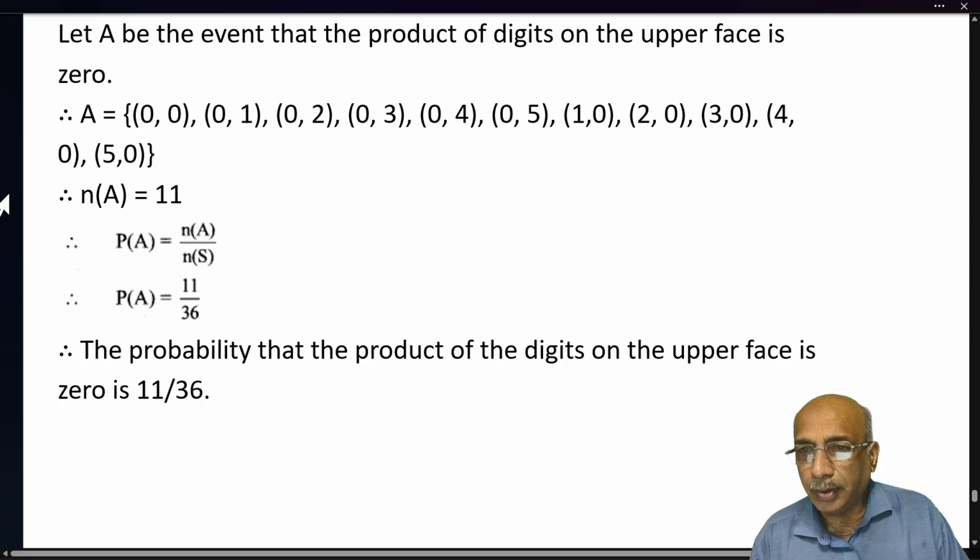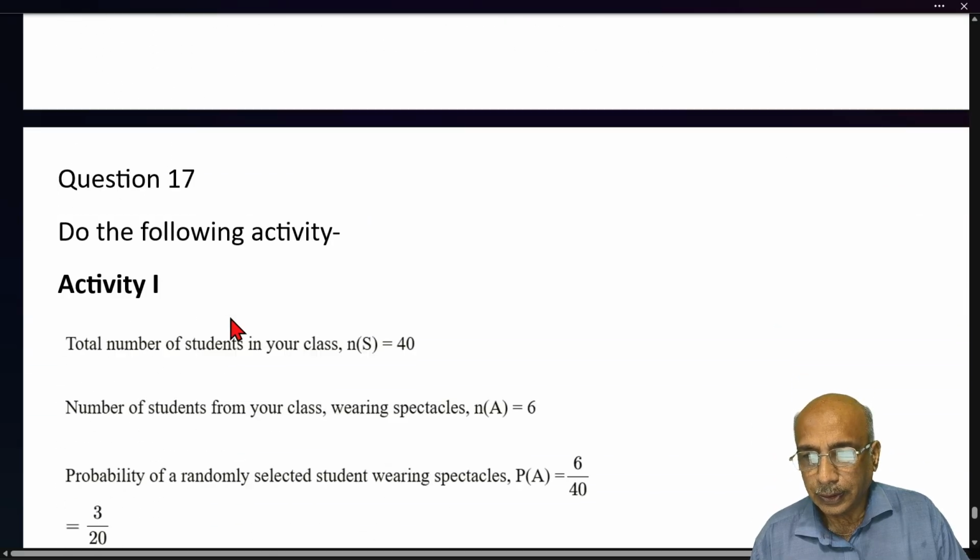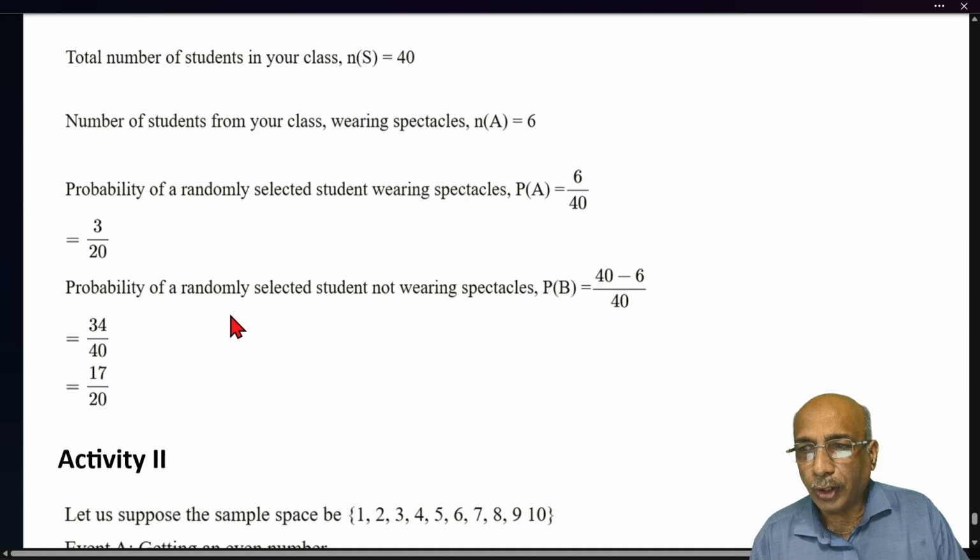Let A be the event that the product of the digits on the upper face is 0. So event A will be 0,0; 0,1; 0,2; 0,3; 0,4; 0,5; 1,0; 2,0; 3,0; 4,0; 5,0. So n(A) will be 11. So probability of A will be 11 upon 36. Next problem, do the following activity.